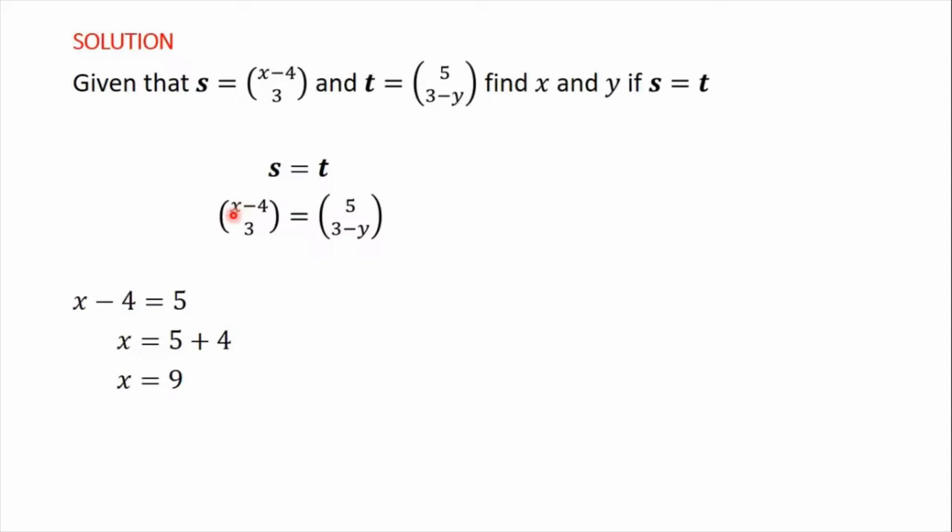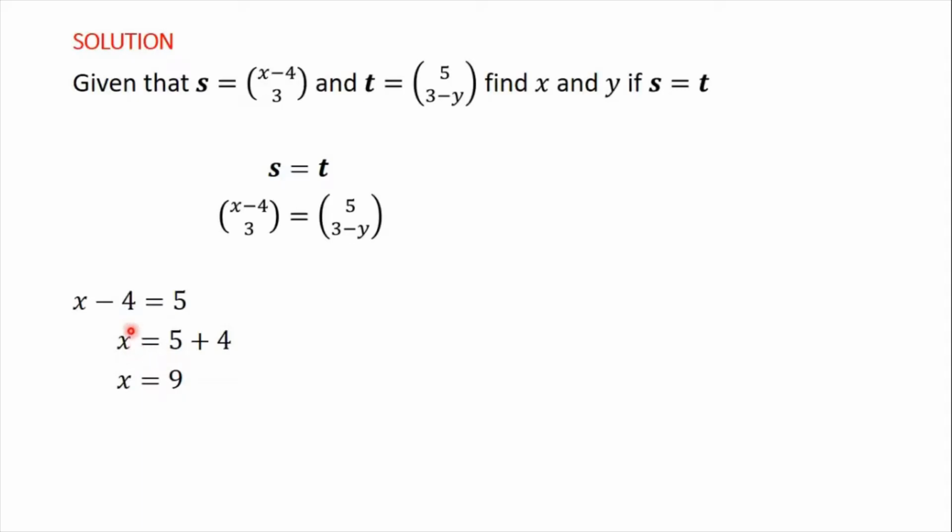So here, x minus 4 is equal to 5. x minus 4 is the x component of vector s, and 5 is the x component of vector t. So x minus 4 is equal to 5. This is a linear equation. We've solved a lot of linear equations. So what do you do here?